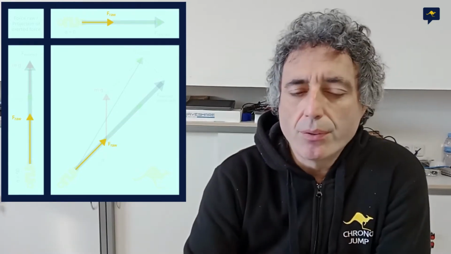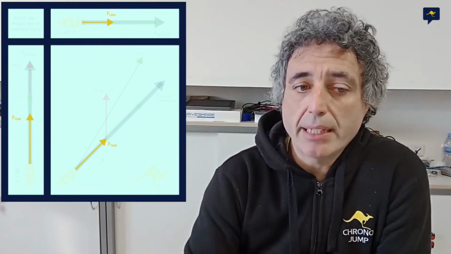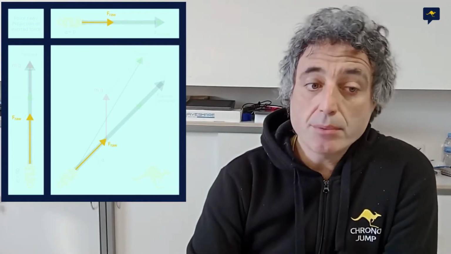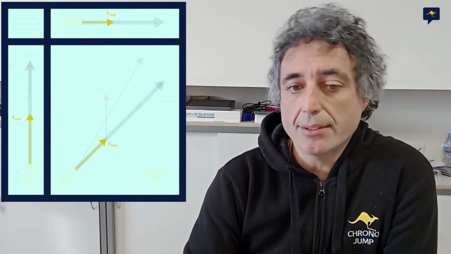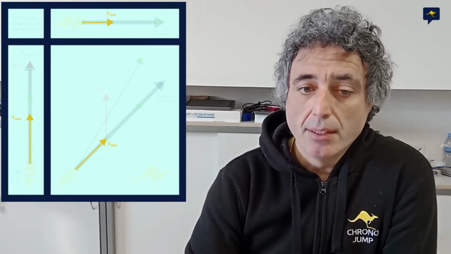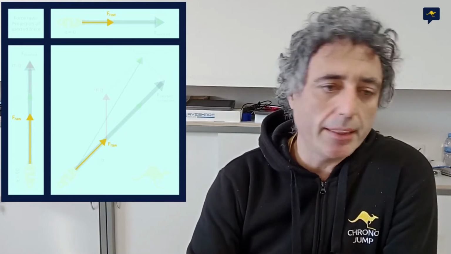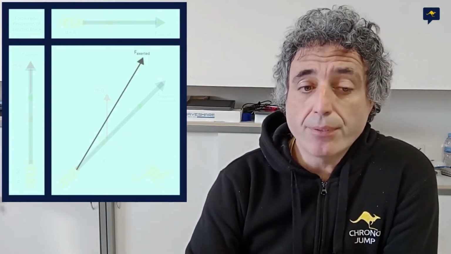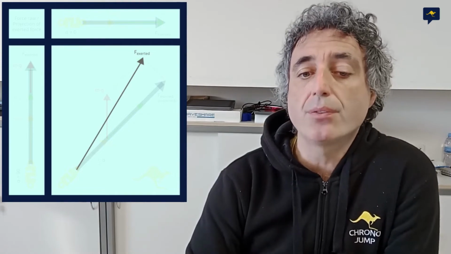And three, raw force. This is the force measured by the sensor. Sometimes this force includes the body weight, and sometimes the body weight must be subtracted from this value. These cases will be discussed in other videos. The resultant force is the sum of all these forces.